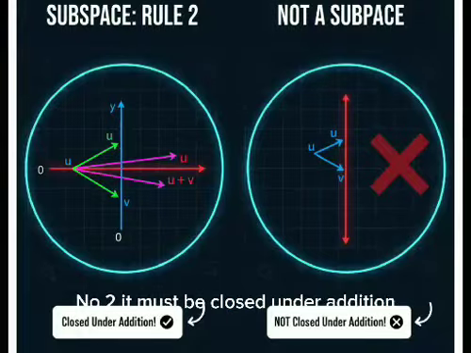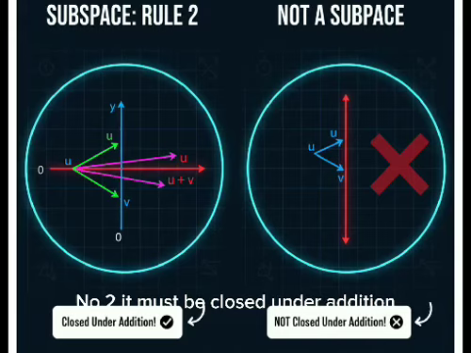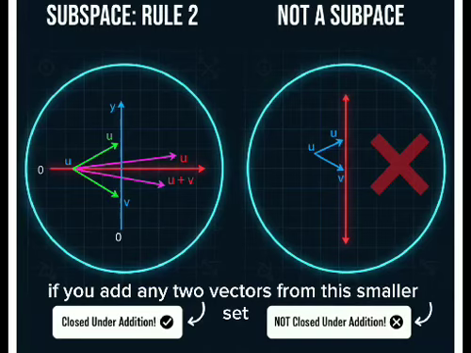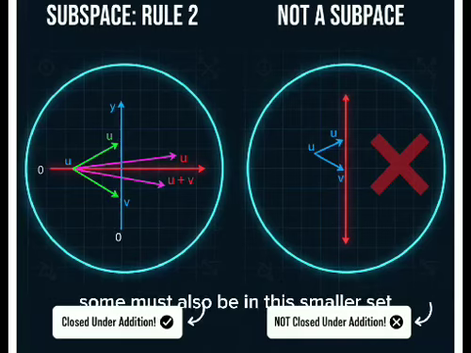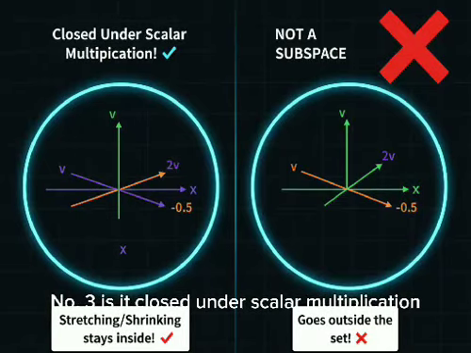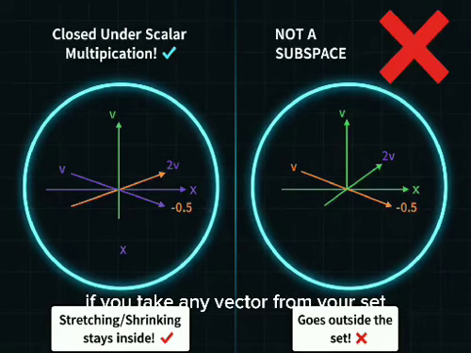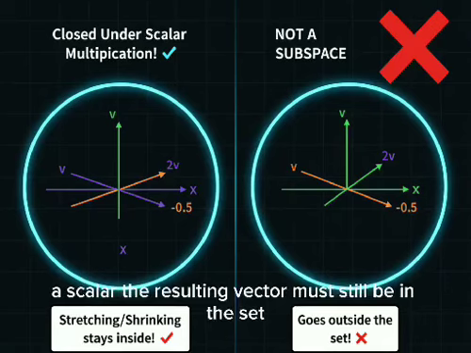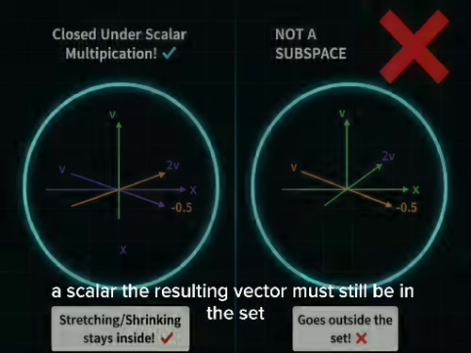Number 2. It must be closed under addition. Just like the big vector space, if you add any two vectors from this smaller set, the sum must also be in this smaller set. Number 3. Is it closed under scalar multiplication? If you take any vector from your set and multiply it by any real number, a scalar, the resulting vector must still be in the set.